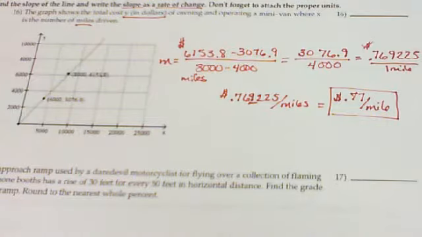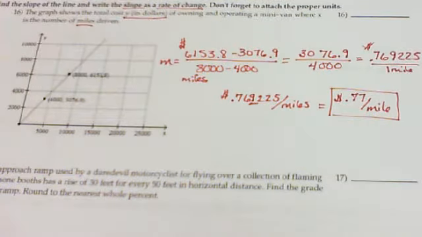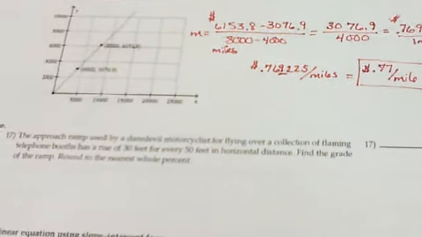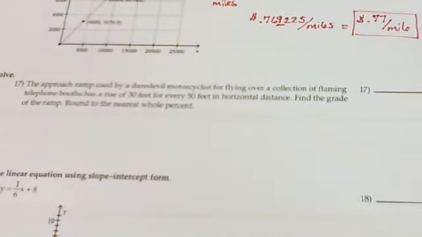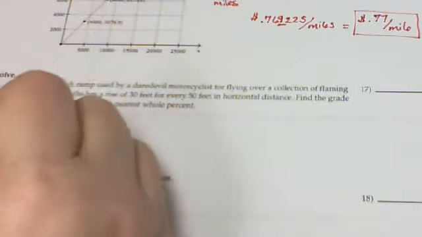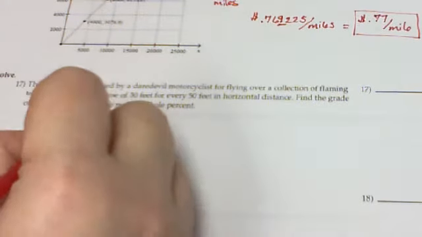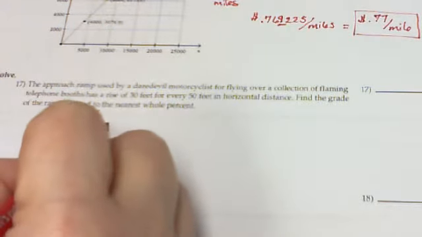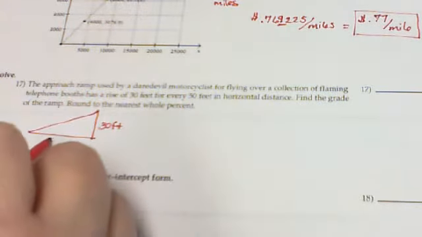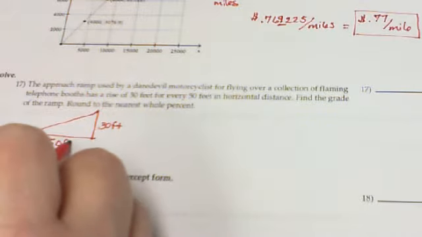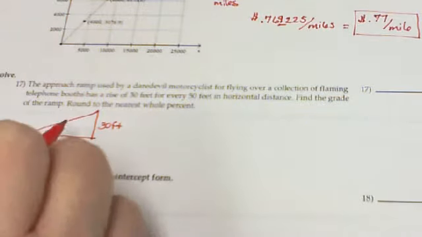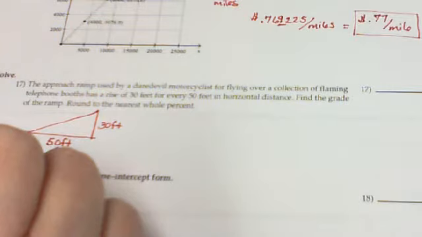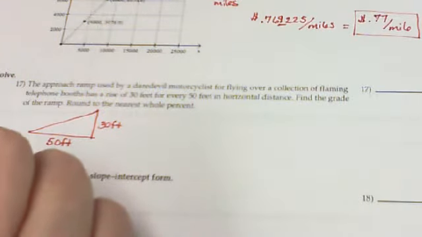Be careful about the words rate of change. Problem number 17 looks like it's a fairly simple problem. We won't have any problem with it, but I'm going to draw a picture anyway. It says that there's a rise of 30 feet over a run of 50 feet, and they want you to find the grade of the ramp. Well, you do that by finding the slope.